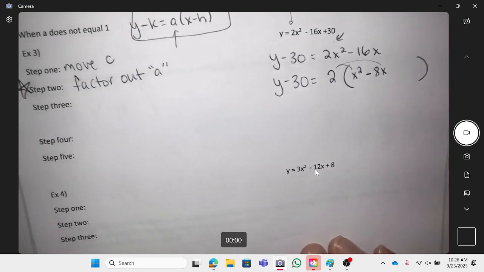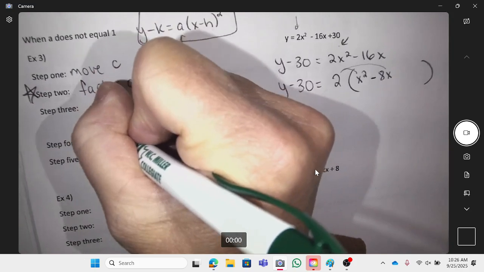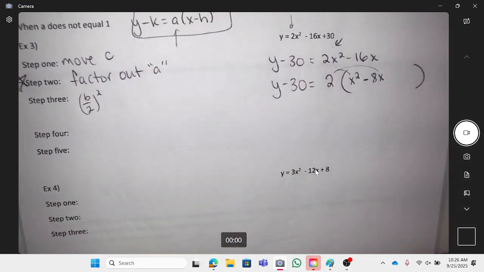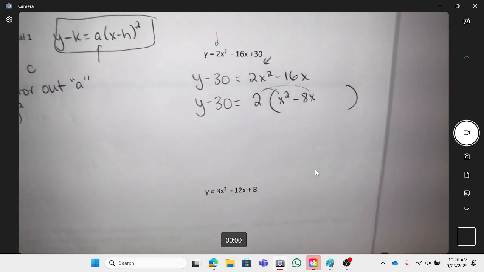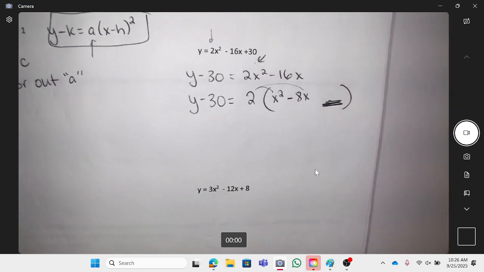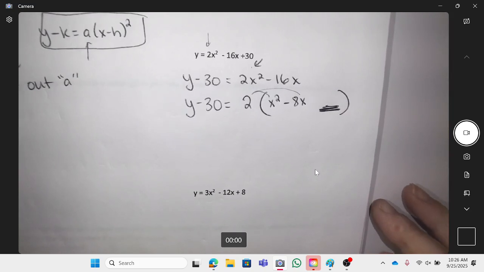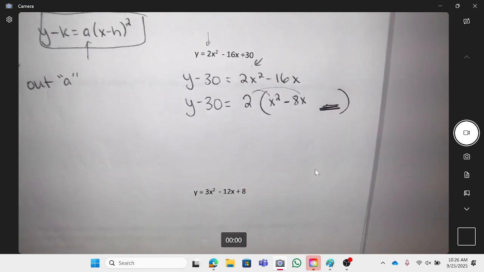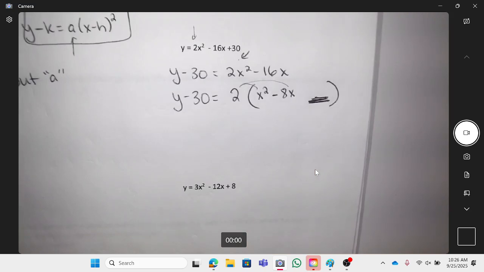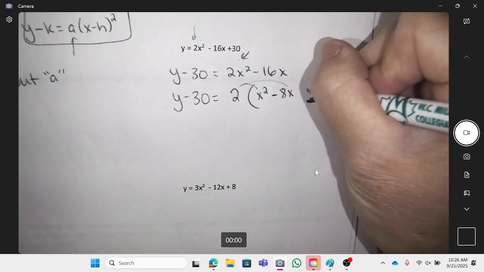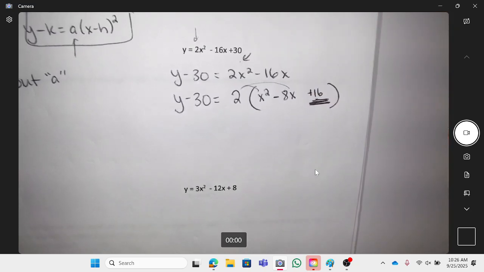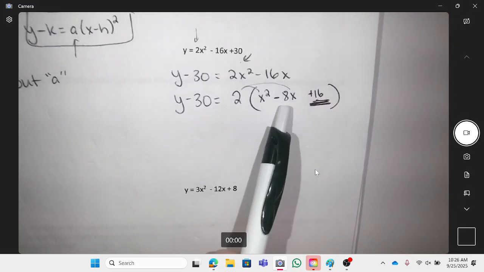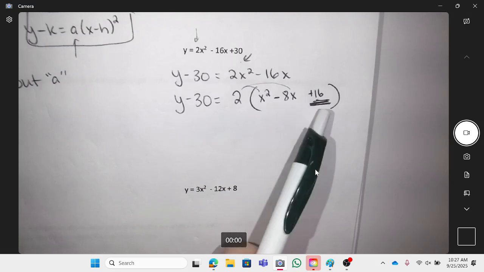Step 3, now we can go again with all of our normal stuff. You can only do this if it's a simple trinomial. Once we've detached the 2, we have a simple trinomial. Do you have a number in there? 16? Half of the 8, half of the negative 8 squared.